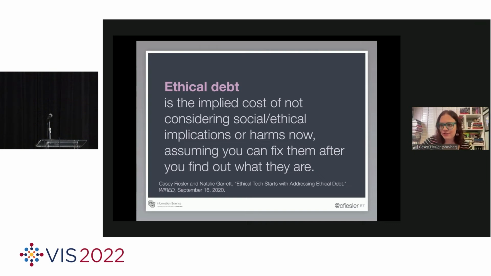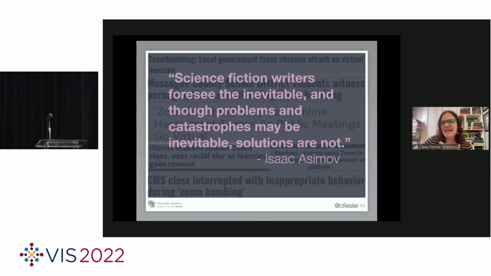Now, we can't see the future, but we can speculate. And I'm reminded of this quote from Isaac Asimov about how science fiction writers foresee the inevitable, but that solutions are not as inevitable as the catastrophes are. And it doesn't tend to be the job of science fiction writers to think about the solutions, but it does tend to be our job to think about the solution.